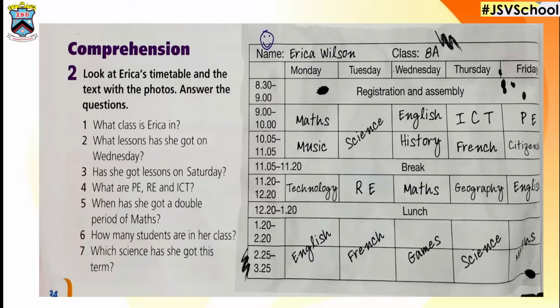The class would start at 8:30. Assembly time, registration, 9 to 10, 10:05 to 11:05, 11:05 to 11:20, 11:20 to 12:20, 12:20 to 1:20, 1:20 to 2:20, 2:25 to 3:25. So you have there the timetable of Erica Wilson. Look at each day and observe how many hours Erica spends in each day.